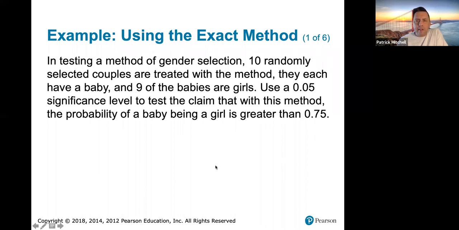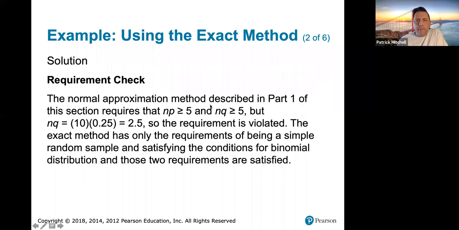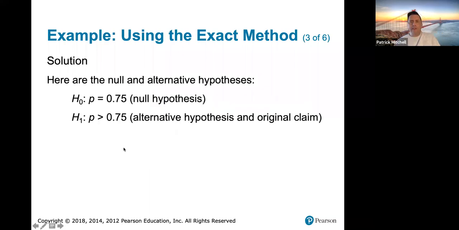So the reason that this is a good example for the exact method is because I can't use the normal approximation. See, n times q would only be 2.5. So the normal approximation wouldn't give me accurate results. All right, but we can still perform the test. The null hypothesis is that p equals 0.75. The alternative is that p is greater than 0.75.